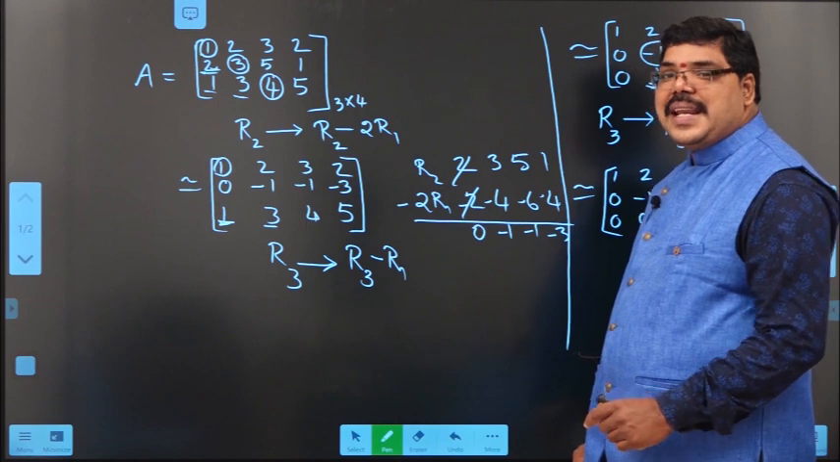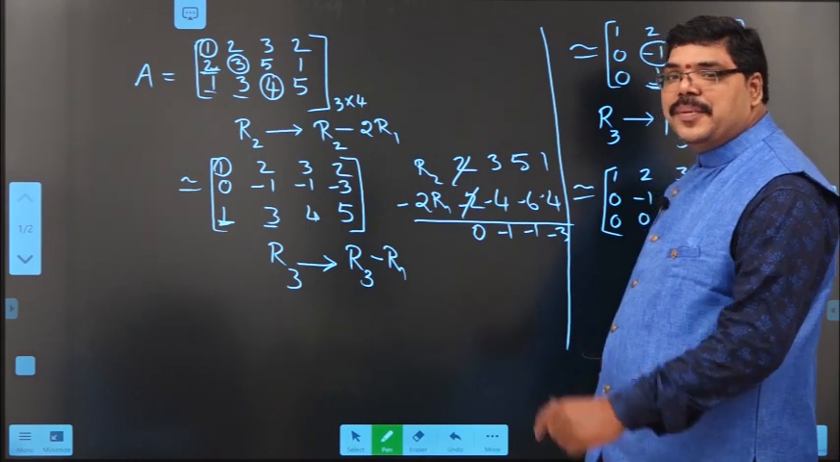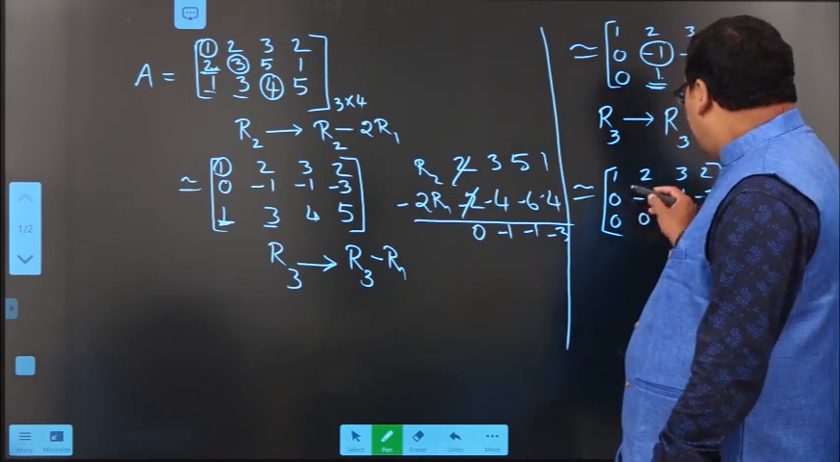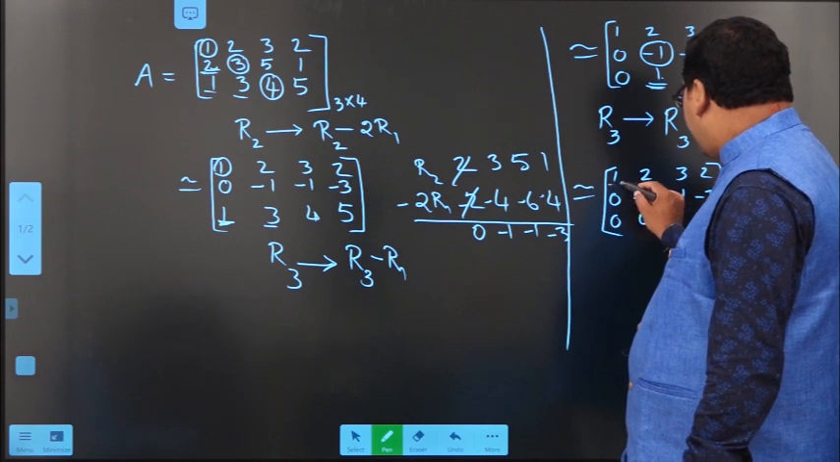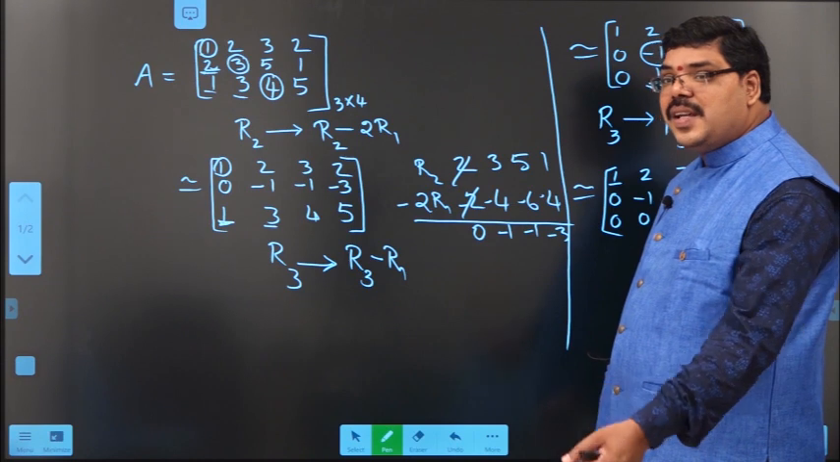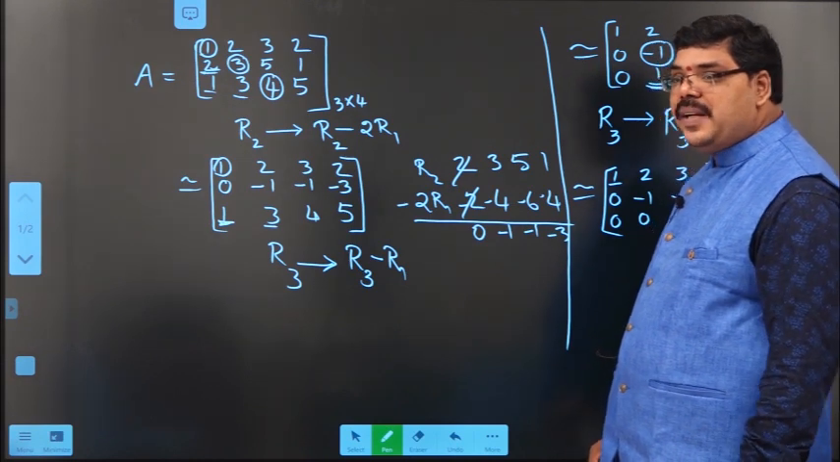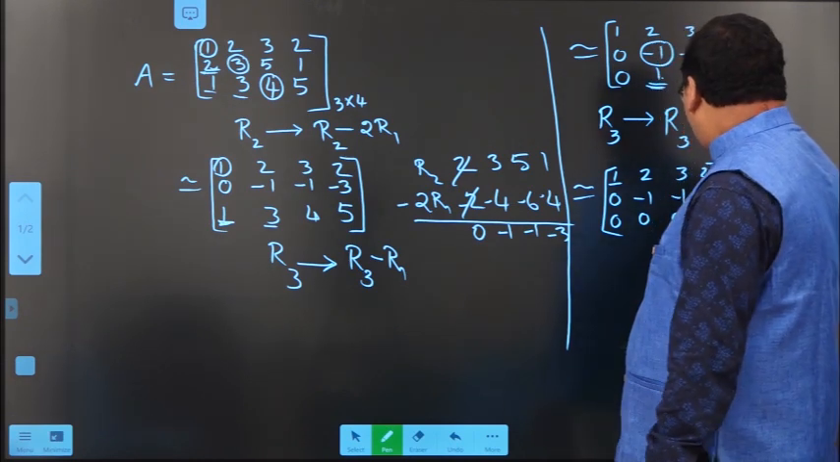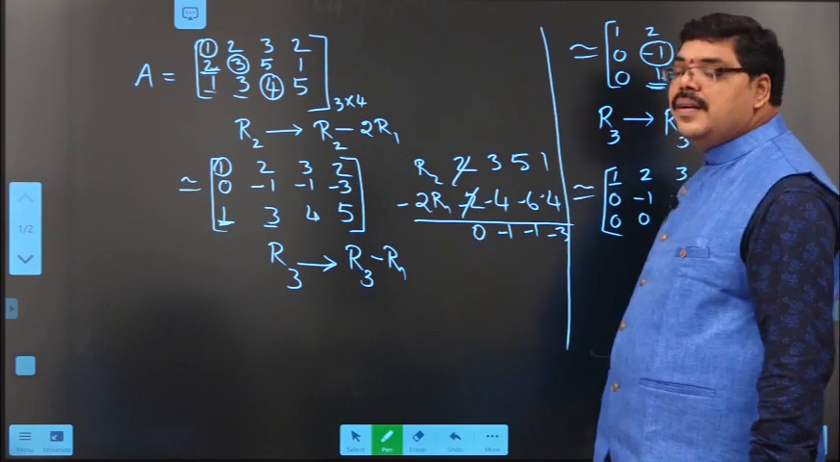Now, if you see, the result is in echelon form. What is the first non-zero element here? First non-zero element is 1. How many zeros are there before the first non-zero element? None. So, 0 zeros are there.